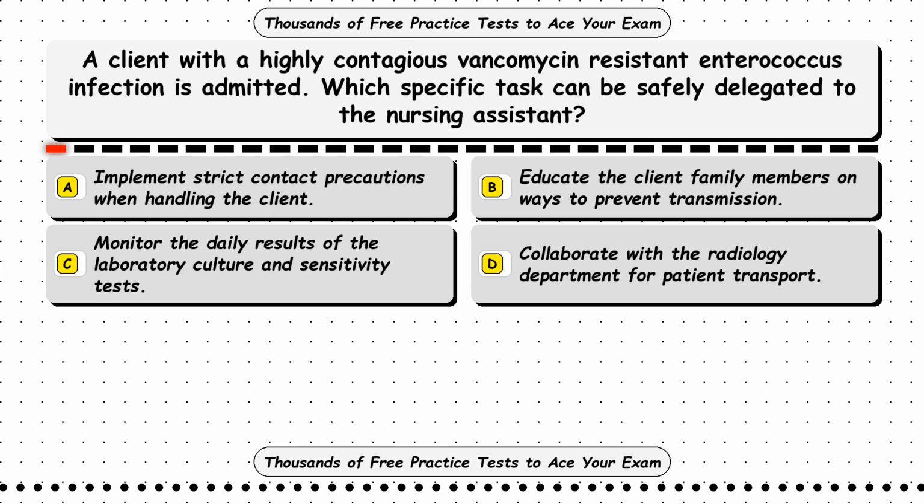Question 97. A client with a highly contagious vancomycin-resistant enterococcus infection is admitted. Which specific task can be safely delegated to the nursing assistant? Option A. Implement strict contact precautions when handling the client. Option B. Educate the client family members on ways to prevent transmission. Option C. Monitor the daily results of the laboratory culture and sensitivity tests. Option D. Collaborate with the radiology department for patient transport.